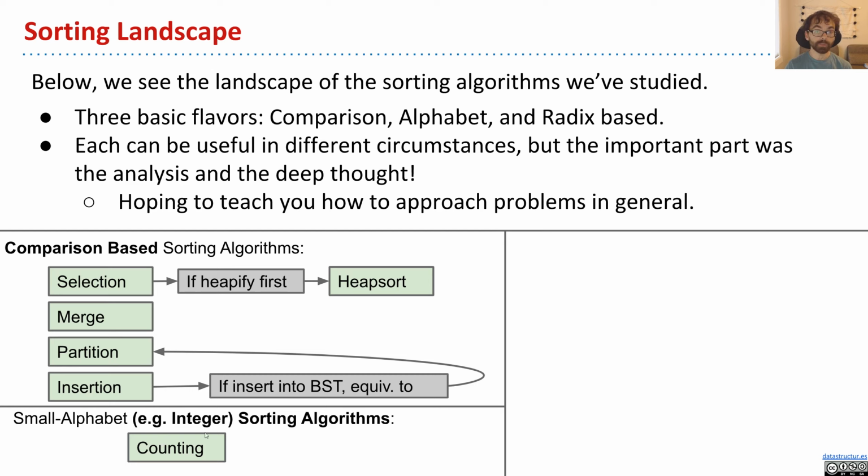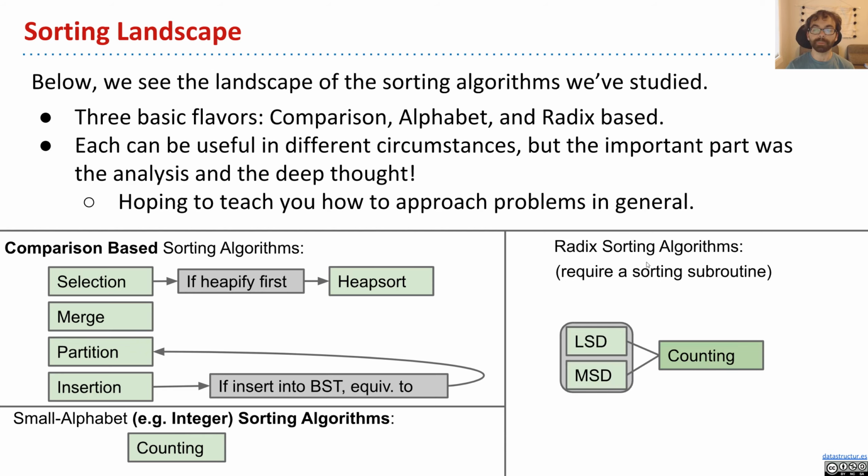There are others. And then the third approach was a radix-based sort, where we had two flavors, LSD and MSD, and they used counting sort as a subroutine. Right? We used counting sort to sort by each digit.